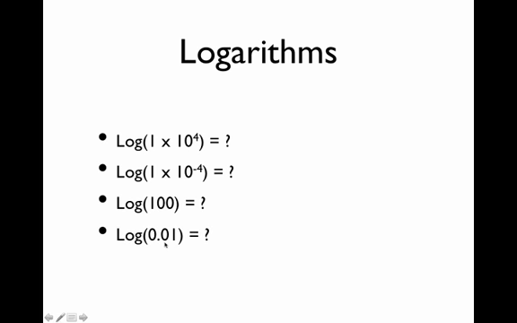Next one, logarithm of 0.01. Again, you can pause the video and think about this. You can punch it in on your calculator if you'd like. And so the answer over here is minus 2. The reason is that this number, 0.01, can be written as 1 times 10 to the minus 2 power. Because it can be written as 1 times 10 to the minus 2, the logarithm of that is going to be minus 2.